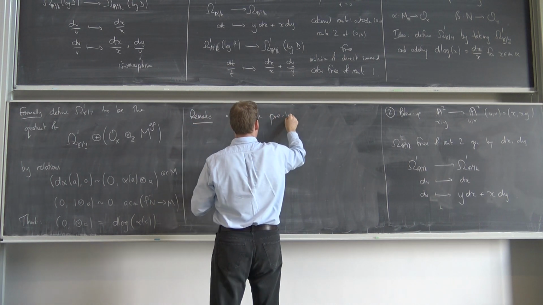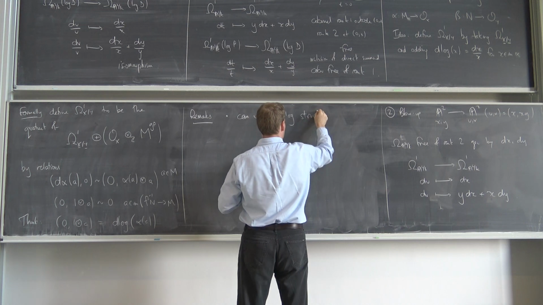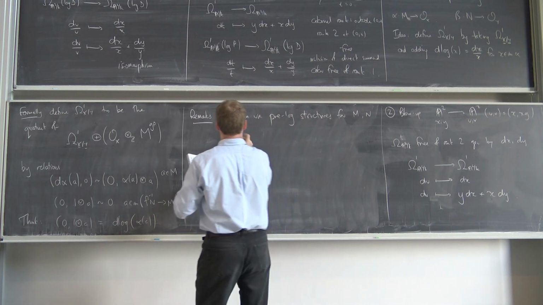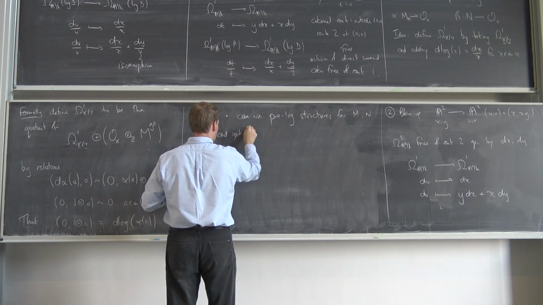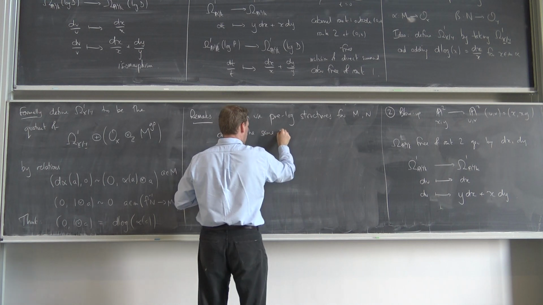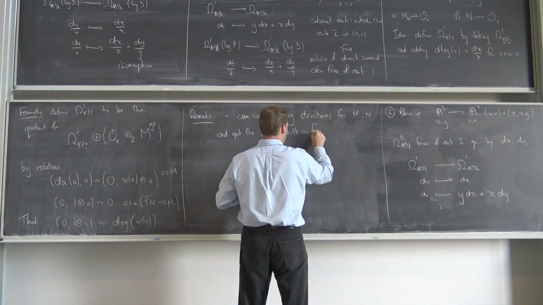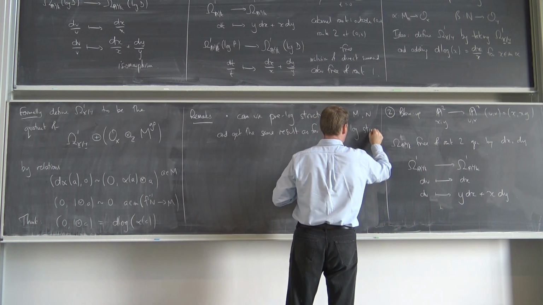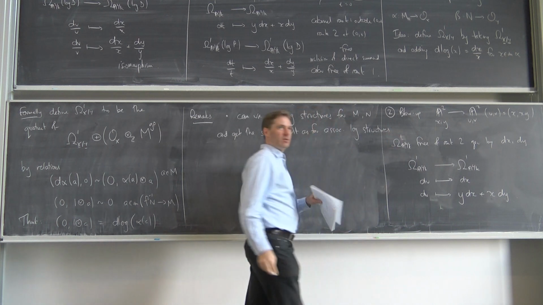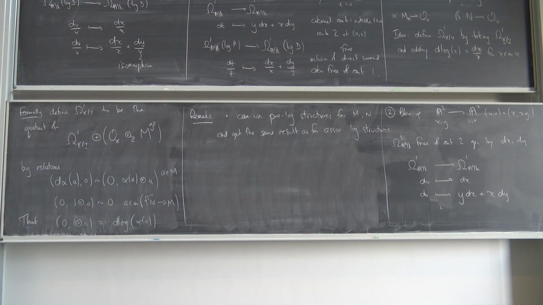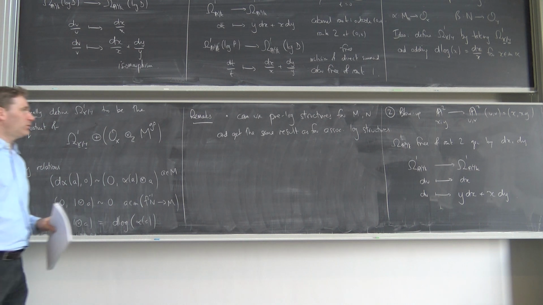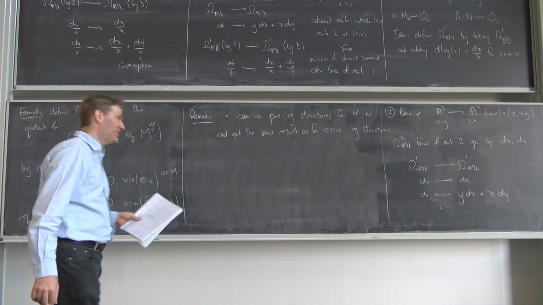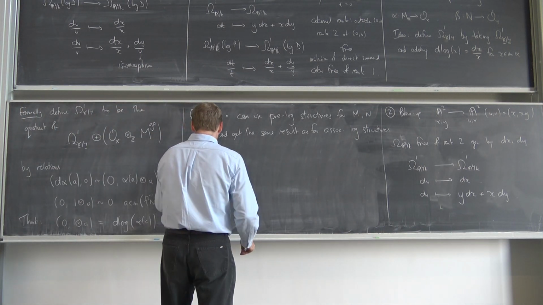So we can use pre-log structures for M and N, and get the same result as for associated log structures. So you don't care what happens to the units. You can forget about the units because they're already taken care of. If f is a unit, then df of f is already there in the sheaf of differentials.